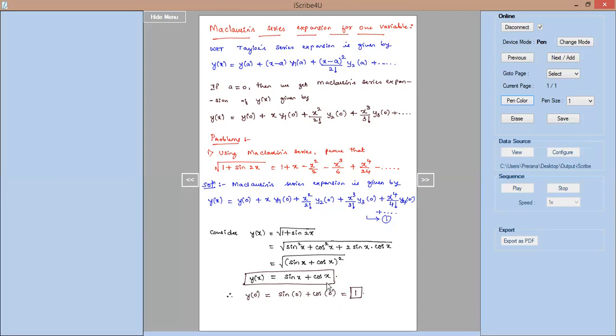Now, considering this y of x, we need to find the successive derivatives y1, y2, y3, y4. And for each of these, we have to evaluate y1 of 0, y2 of 0, y3 of 0, and y4 of 0. Obtaining all these constants, we need to substitute in equation 1 to obtain the required Maclaurin series expansion of the given function, square root of 1 plus sine 2x. So let us proceed. Consider that y of x and do the successive derivatives.